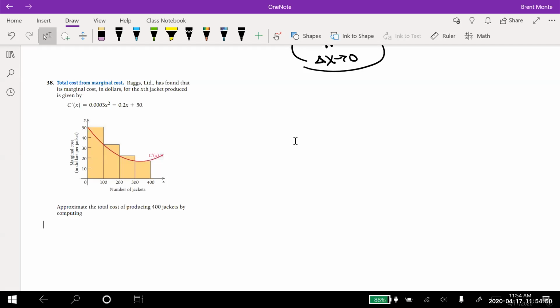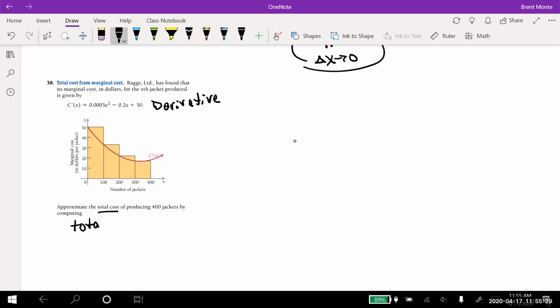It says Rags Limited has found that its marginal cost in dollars for the X jacket produced is given by, and they give us C prime of X. Notice they're giving us the derivative. I'm going to even write that. Derivative. And they give us the picture, approximate the total cost of producing 400 jackets by computing. And I left out the notation because we don't need the notation. We'll just say by computing, and again, it's approximate the total cost by computing.